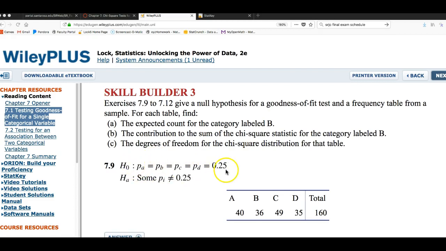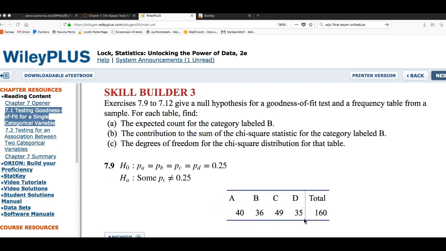So it wouldn't be too hard to do this by hand. We just need to take a quarter of the total. A quarter of 160 is going to be 40. So there should have been 40 in category B, but there's 36. So it's off from the assumed null hypothesis distribution. The question is, how far off is it?